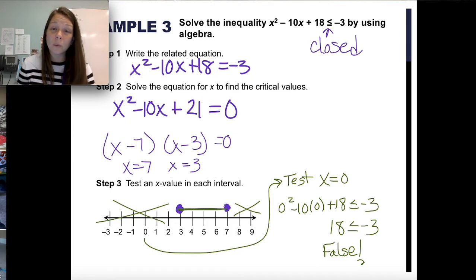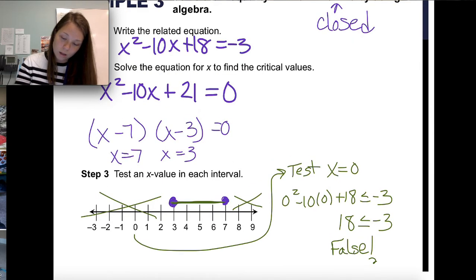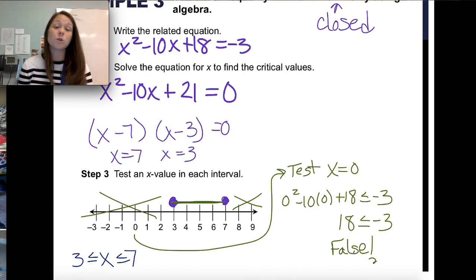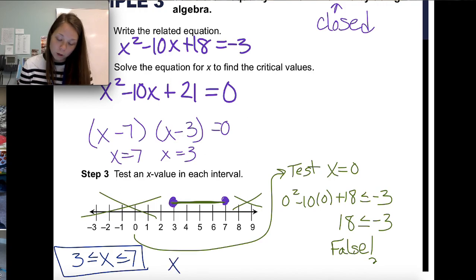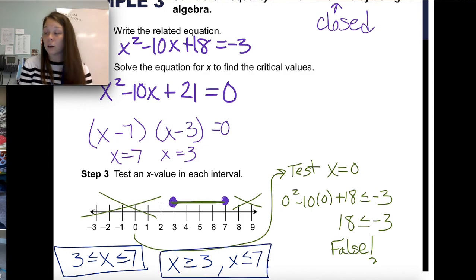So the way we write our final answer then is, I'll pick a different color here, x needs to be greater than or equal to 3 or less than or equal to 7. So you can write this as one compound inequality, or if you would prefer to write it as two separate ones, that's okay as well. Either method of writing your answer will be fine.